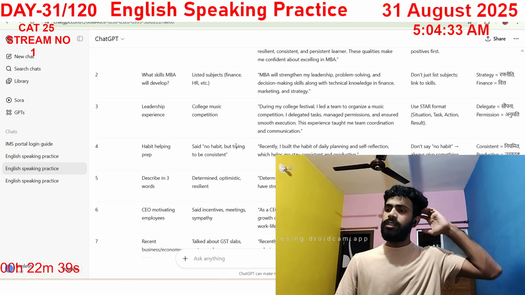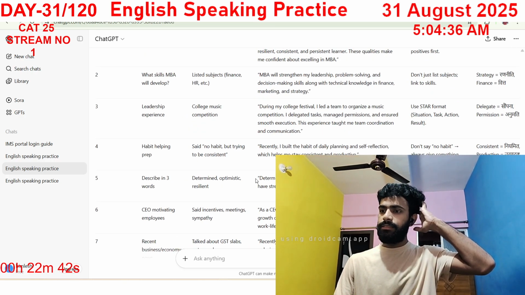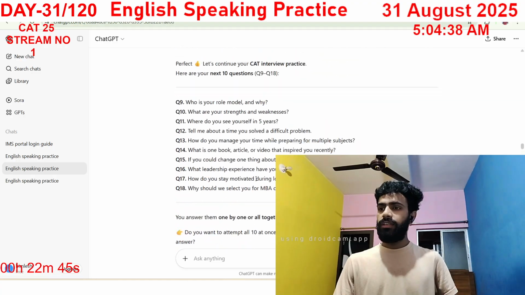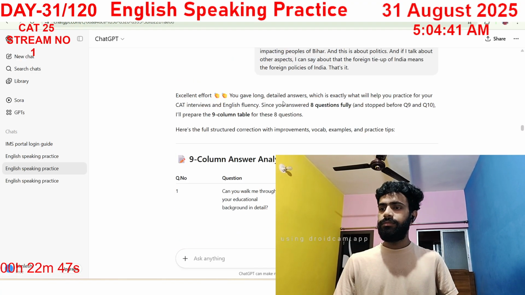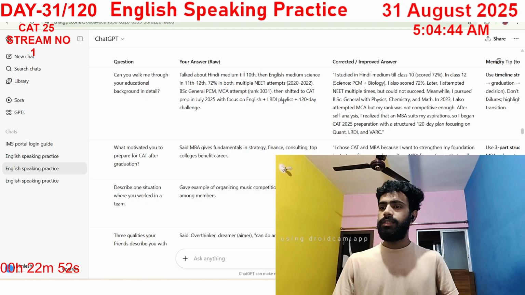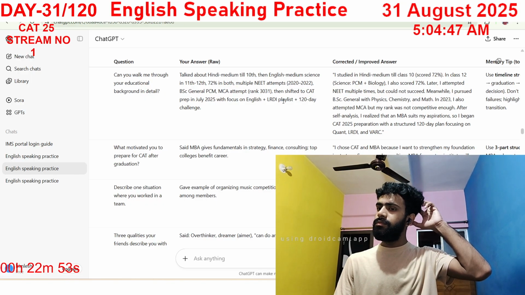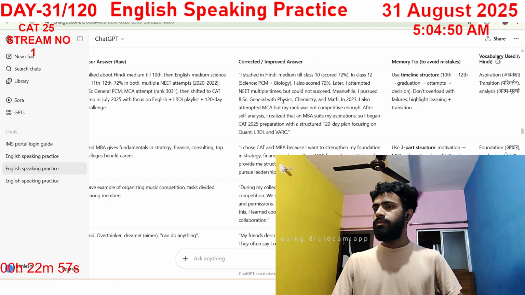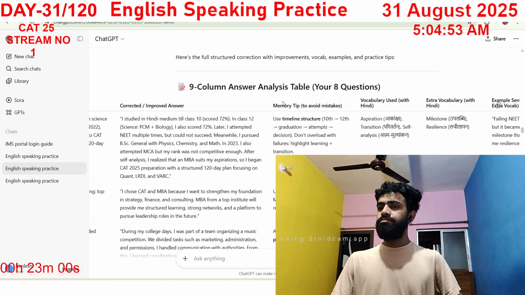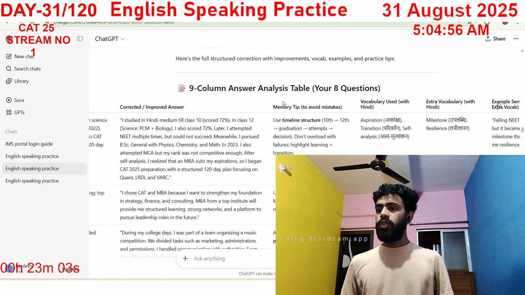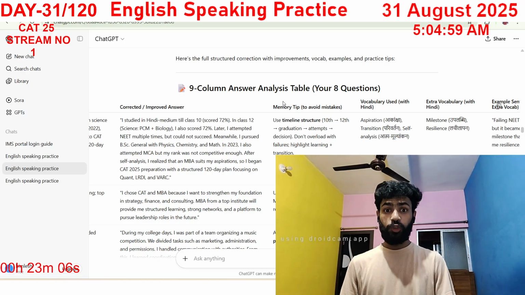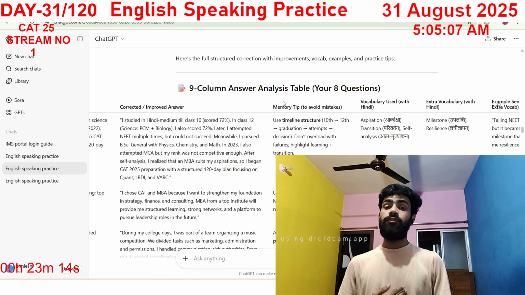So this is the mistakes that I did. Now, other thing that I go again. Memory tip is use timeline structure. Means if you're talking about your story, please use timeline structure. Say according to timeline, what you did first, then what you did second, and what you are doing now. Follow the timeline structure.